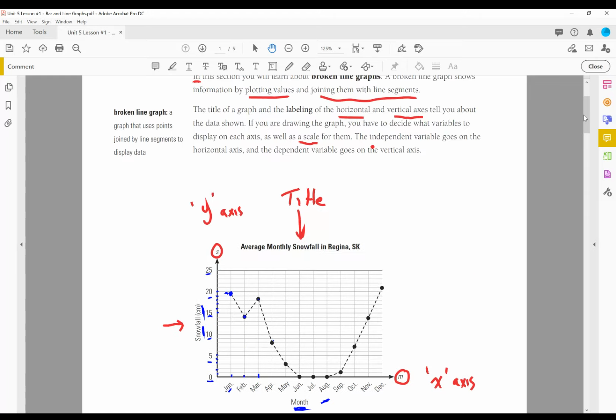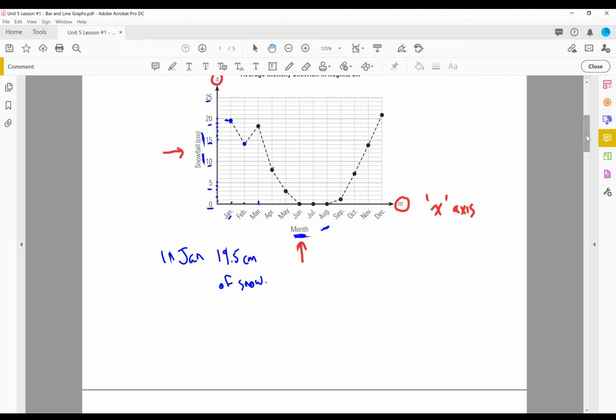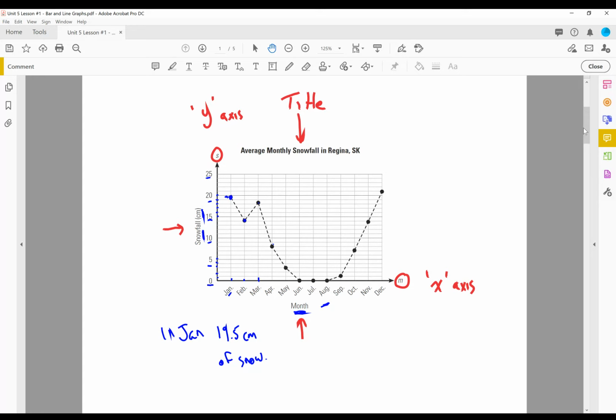And then it says the independent variable goes on the horizontal axis and the dependent variable goes on the vertical axis. Well, the independent variable is on the horizontal axis, that is the x-axis. So independent. An independent variable is basically one of the things we're considering when we're graphing that does not rely on the other thing. It's not dependent on the other thing.